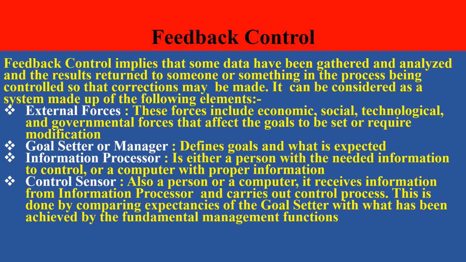The next element is the goal setter or manager. Goal setter or manager defines goals and what is expected. Then there is the information processor. It is either a person with the needed information to control or a computer with proper information. Then there is control sensor, also a person or a computer. It receives information from information processor and carries out control process. This is done by comparing expectancies of the goal setter with what has been achieved by the fundamental management functions.